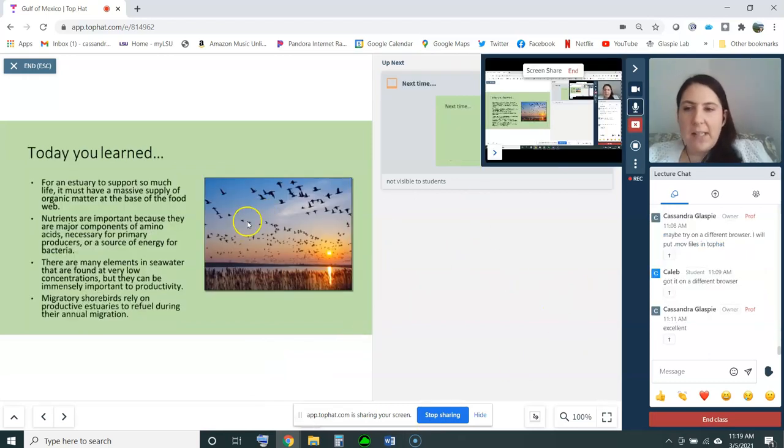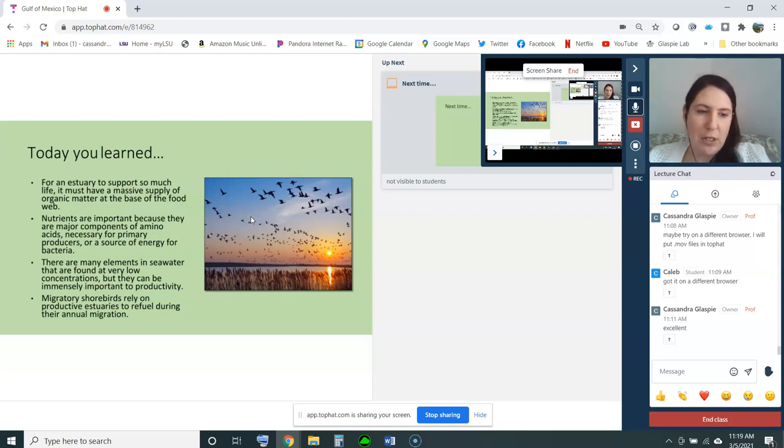Alright, so that's the end of class today. Just to rehash the learning goals for today, you learned that for an estuary to support so much life, it must have a massive supply of organic matter at the base of the food web, which estuaries do, both from that estuary itself and from the water coming in from the river. We learned that nutrients are important because they're major components of amino acids necessary for primary producers or a source of energy for bacteria. We learned there are many elements in seawater that are trace nutrients found at low concentrations but immensely important to productivity. And you learned that migratory shorebirds rely on the productivity of estuaries to refuel during their annual migration.